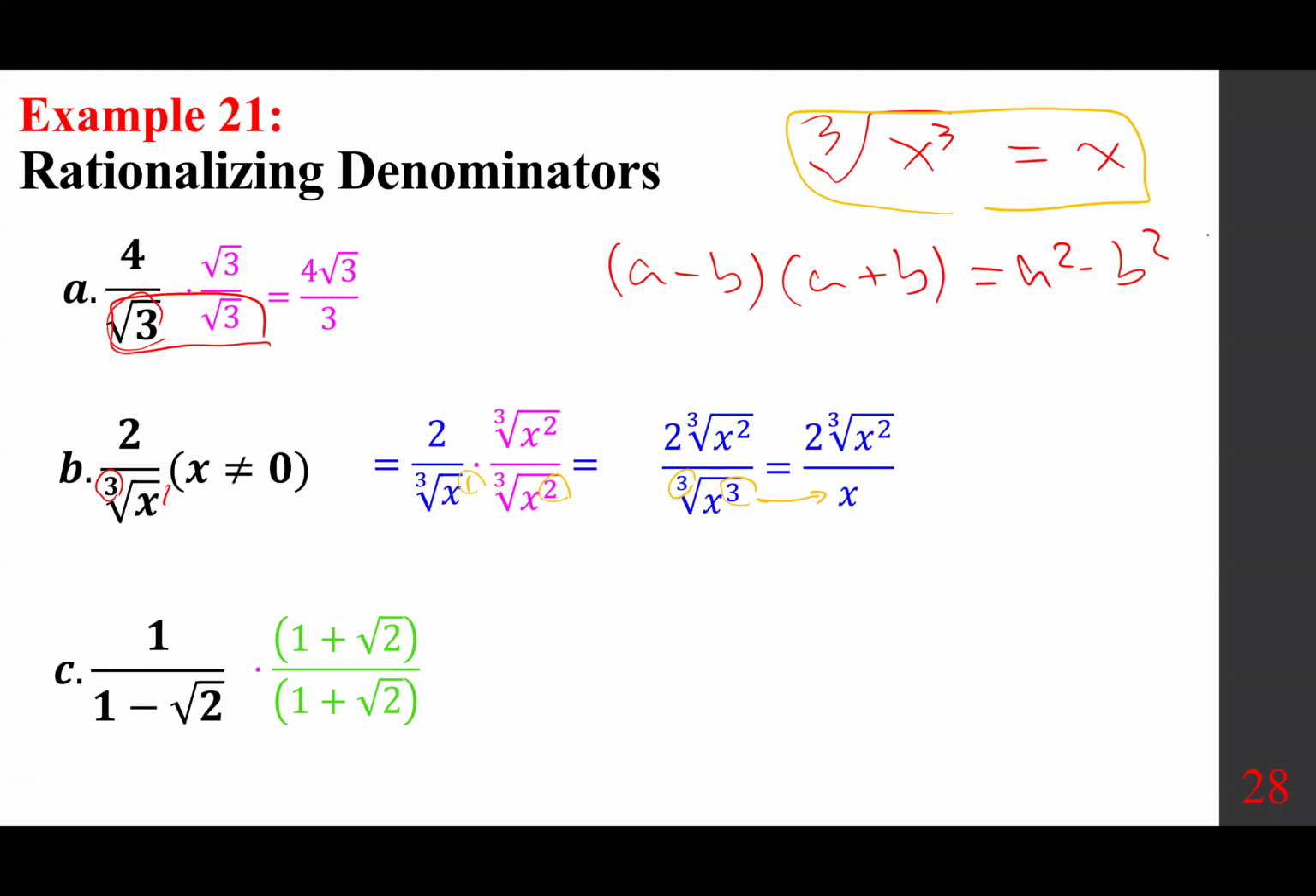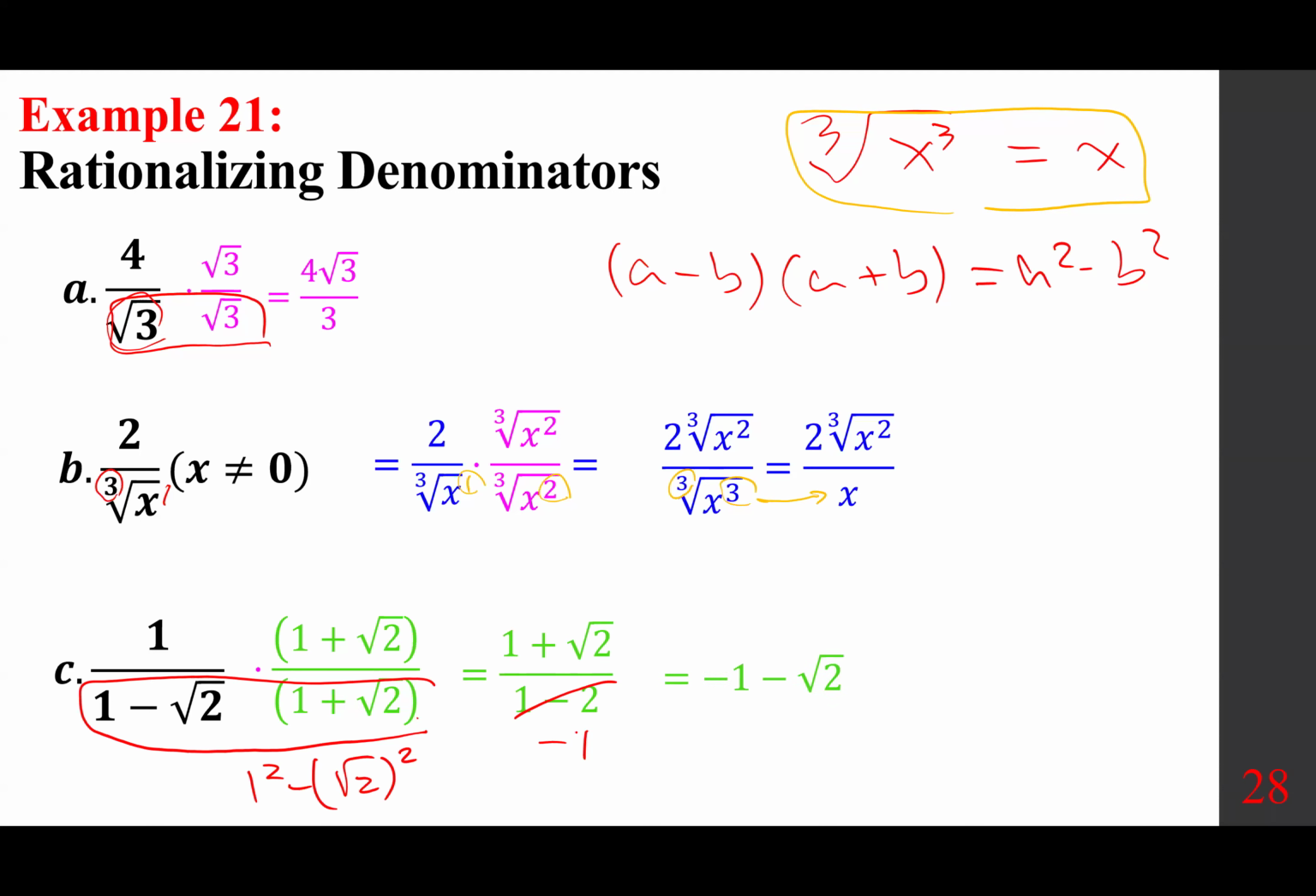So what happens, as I mentioned before, the denominator becomes 1 squared minus square root of 2 squared, or 1 minus 2, and the numerator is simply 1 plus square root of 2. This is negative 1, which changes the sign of everything in the numerator, and it becomes negative 1 minus square root of 2.